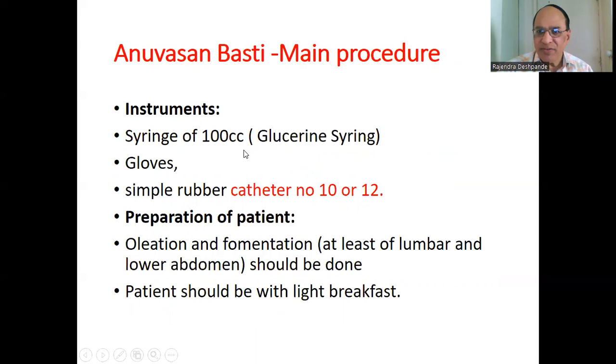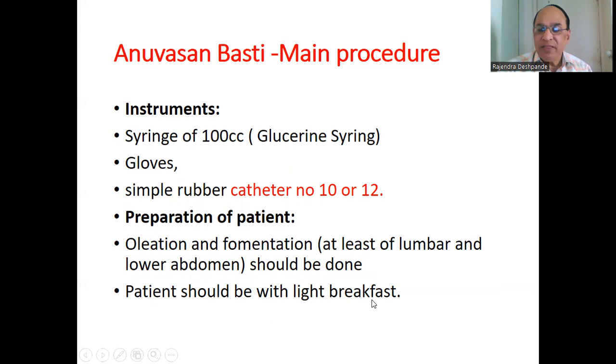Instruments: what is the instrument by which we can do Anuvasana Basti? A syringe is required, a glycerin syringe. It may be a plastic syringe or a sterile glass syringe, gloves, and a rubber catheter, number 10, 11 or 12 as per the age of the patient. Then preparation of the patient, oleation and fomentation. Always required, Snehana and Svedana. Oleation is Snehana. At least on the lumbar and lower abdomen, a gentle oil massage is done, and then fomentation with a hot water bag or hot vapor. Before giving the Basti, Snehana and Svedana is done.